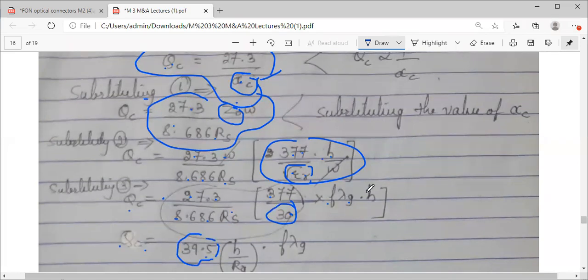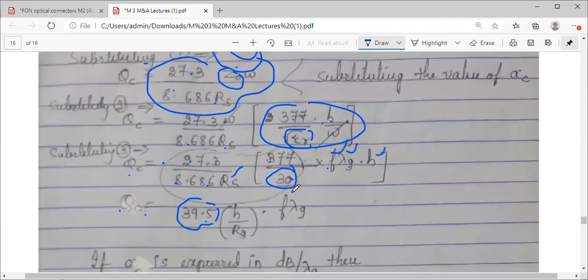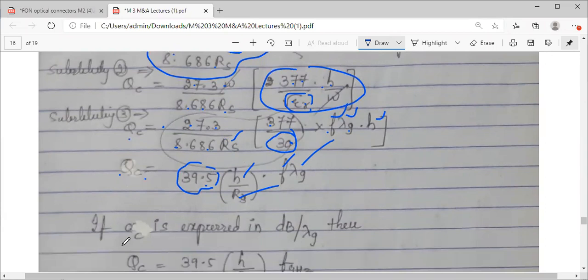What all things are remaining? F, lambda G, H and RS. So F, lambda G, H, RS. I have written. Again, further you can do this because whenever you go for alpha, that attenuation constants, attenuations, losses, you express them in terms of dB per centimeter. We have seen this in the previous session. Unit is dB per centimeter.